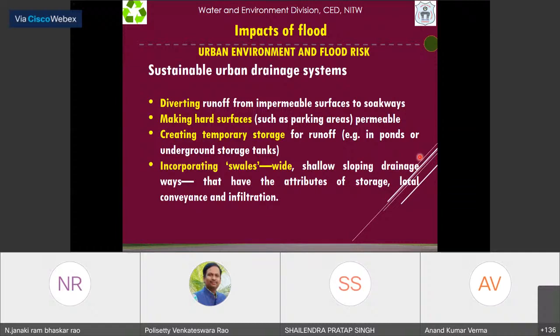So try to solve the problem at the same place where it originates, and create temporary storage for runoff, like balancing reservoirs, ponds, and underground storage tanks. These are called in situ solutions for small buildings. And then incorporating swales, like shallow sloping drainage ways that have the attributes of storage, local conveyance, and infiltration. So these are some of the initiatives which we can term sustainable urban drainage systems.